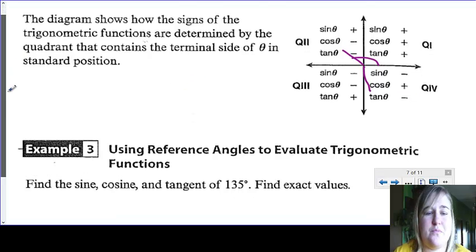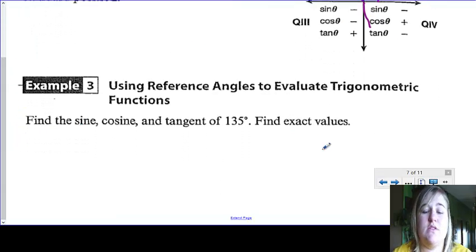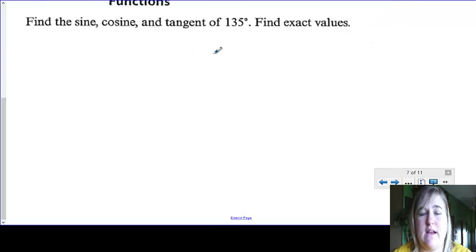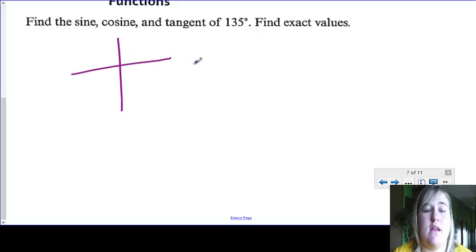It says find the sine, cosine, and tangent of 135 degrees, find exact values. So I'm going to start by plotting this. I start at my positive x, and I'm going to rotate 135 degrees, which is about here. So my reference angle is this angle right here, which I can find by taking my 180, which is over here, minus that 135, which tells me that this is 45 degrees.